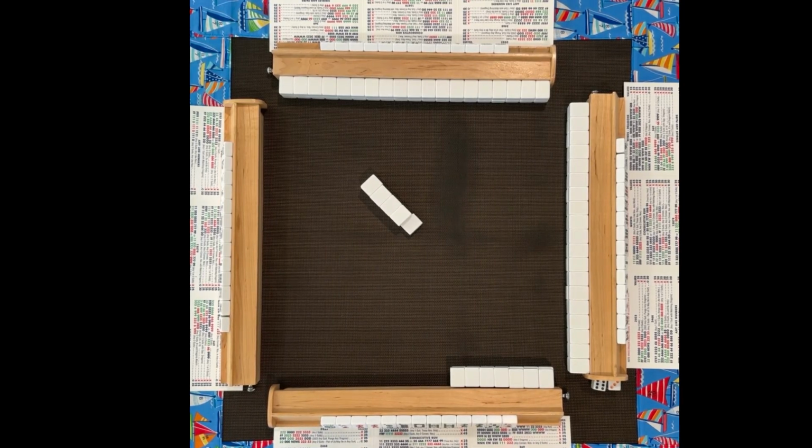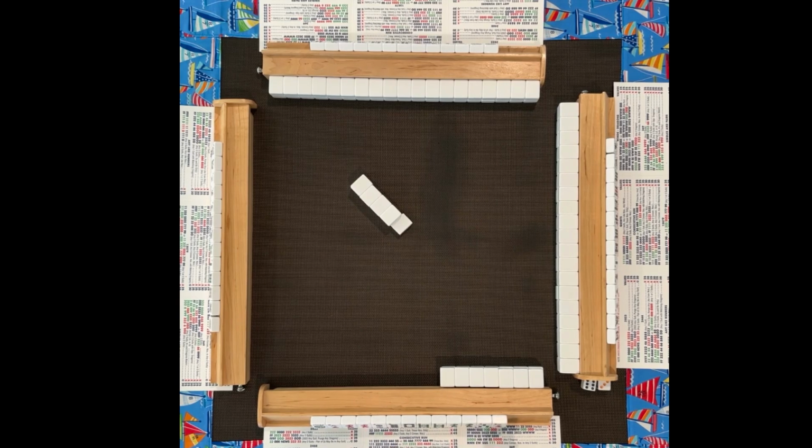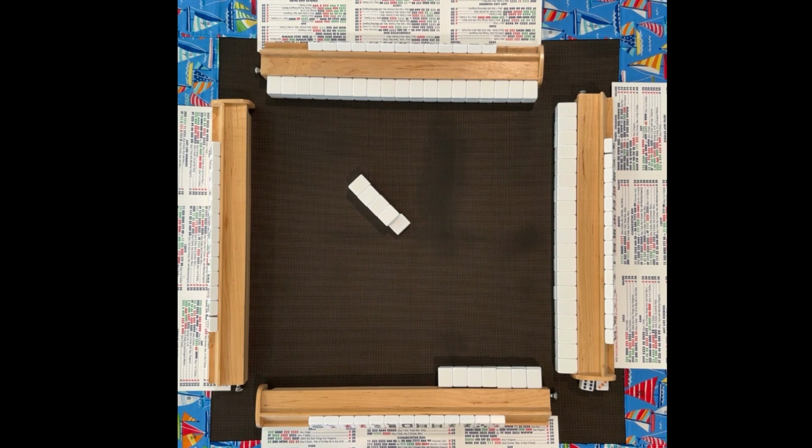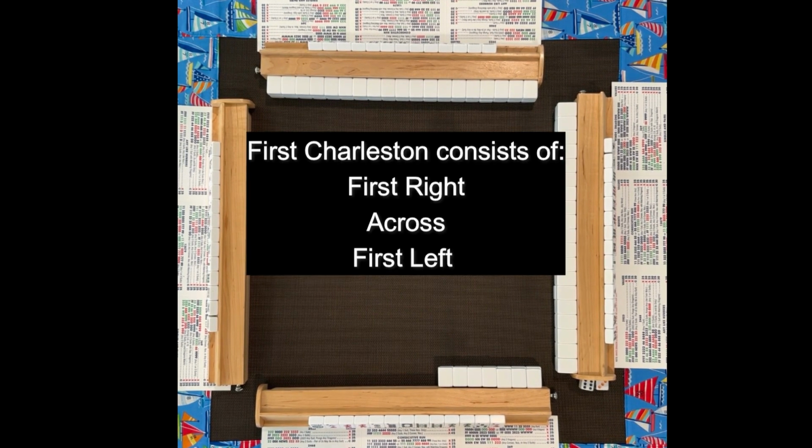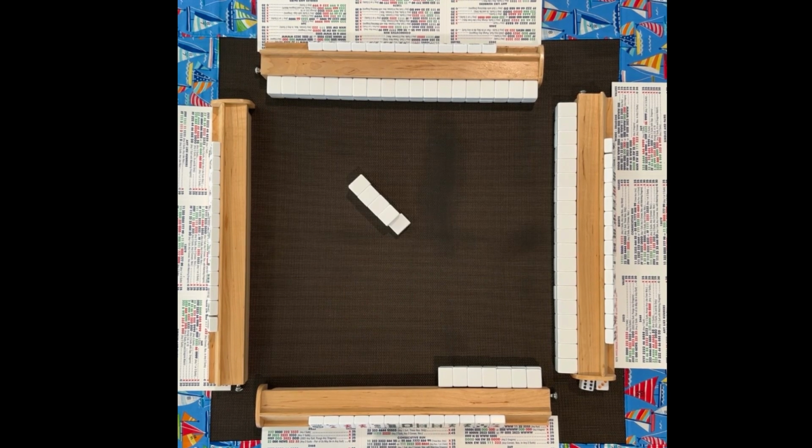The Charleston is broken up into a first Charleston and a second Charleston, and then finally an optional across pass. This lesson and the next 2 lessons will be covering the names of the passes and how each of the passes is done. How to determine which tiles are passed during each of the moves will be covered when we meet at ilovemahj.com for lessons 11, 12, and 13. The first Charleston is what we're going to be doing in this lesson, and that consists of the first right, an across, and the first left.